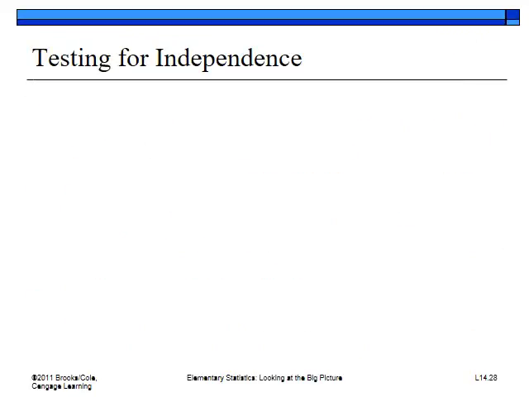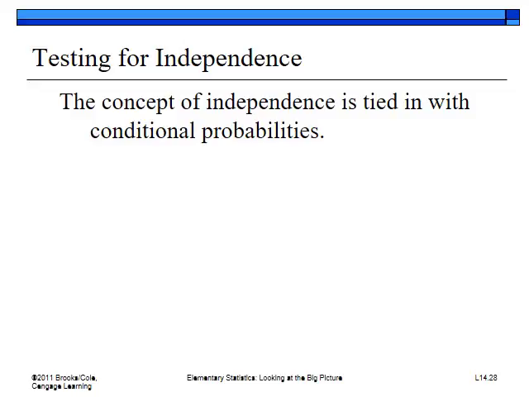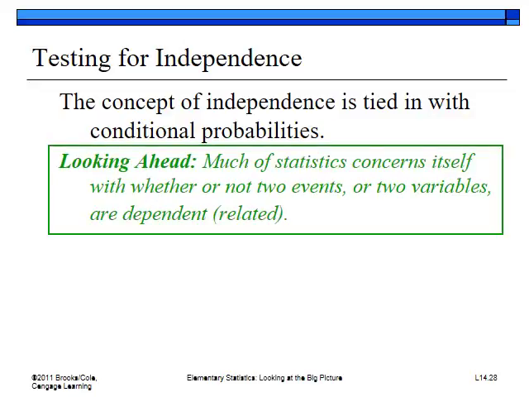Let's talk more about independence of events. Anytime we're talking about whether two events are independent, we're talking about conditional probabilities. This is something that comes up a lot in statistics when we're looking for a dependence or a relationship between two variables.